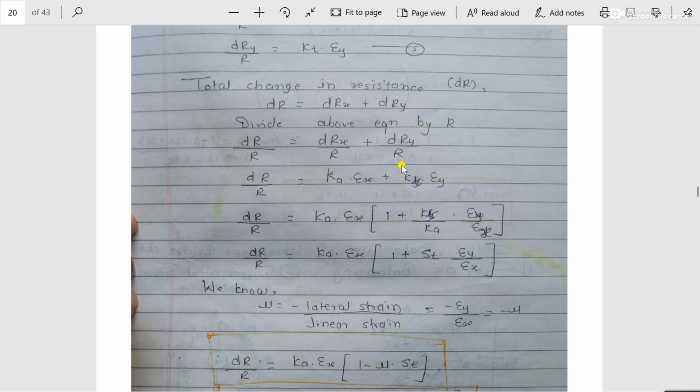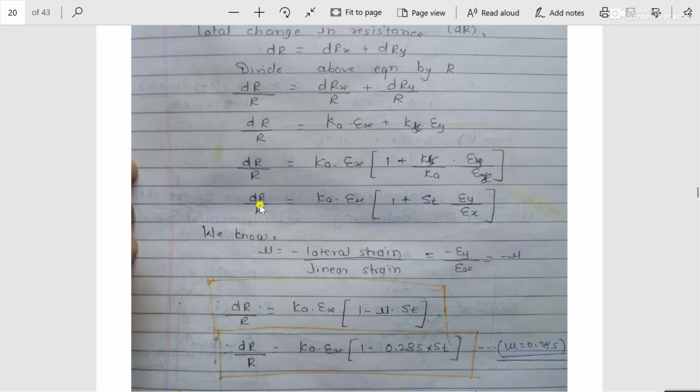As they are not present on this side, I have to divide by Ka and divide by epsilon X. So the equation becomes Ka into epsilon X in bracket 1 plus Kt upon Ka, because Ka is not present, into epsilon Y upon epsilon X, because epsilon X is also not present. And in the next step I have written delta R upon R is equal to Ka into epsilon X in bracket 1 plus.